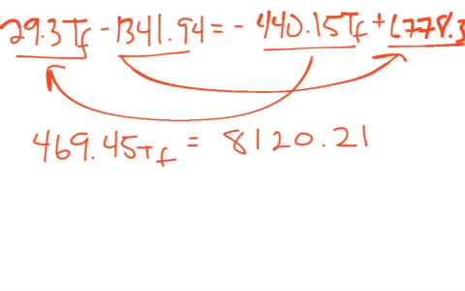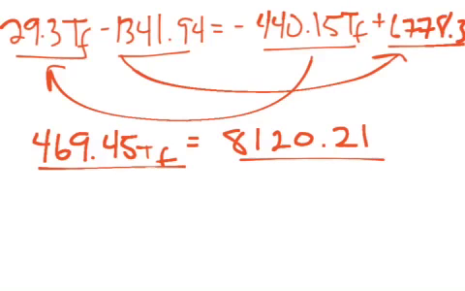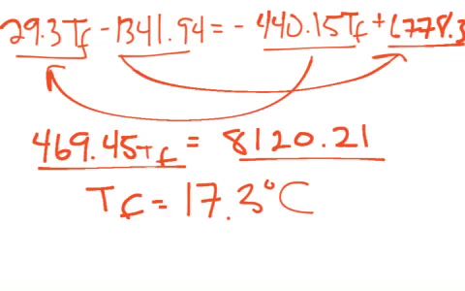Now it's starting to look like an easier question. We have a number with TF, and a number with no unit, so if we want TF by itself, we need to simply divide. And the final answer is that they both end up at 17.3 degrees Celsius.